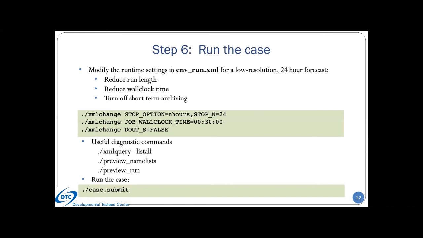So once you've built the source code and built and linked all the files into the right places, we'll run the case. And the command to run the case is case.submit here at the bottom. But before you run the case, you have an option to change some of the settings for the case. Some of the settings are XML settings, like the wall clock time and the number of hours of forecast you want to run. There are also ways to change the name list input for the model. And there are several useful commands provided by SEAM to look at all these different options. XML query list all will tell you all of the different things that you can change with XML. Preview name lists will generate your name list so that you can see if the settings are what you want to run with. And then preview run will show you the jobs that will be submitted to the batch queue so you can see if you have your layout and all of that correct.